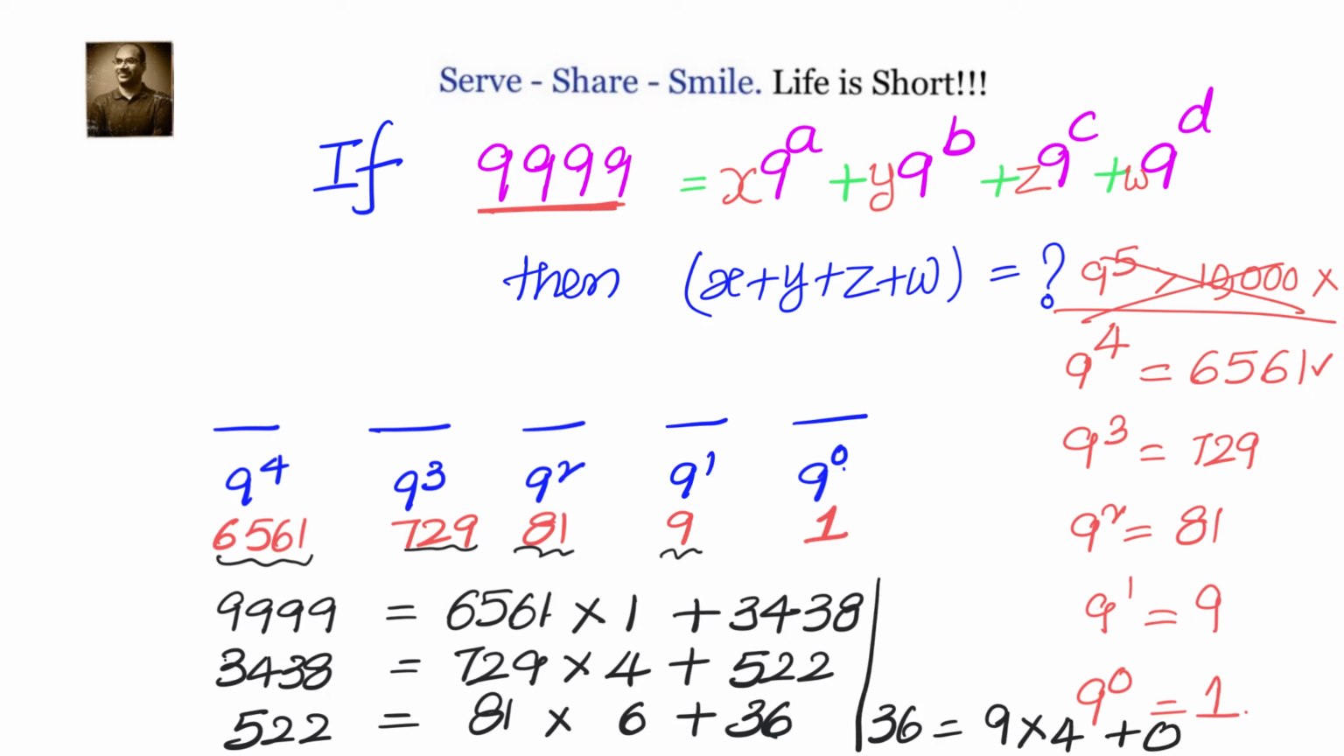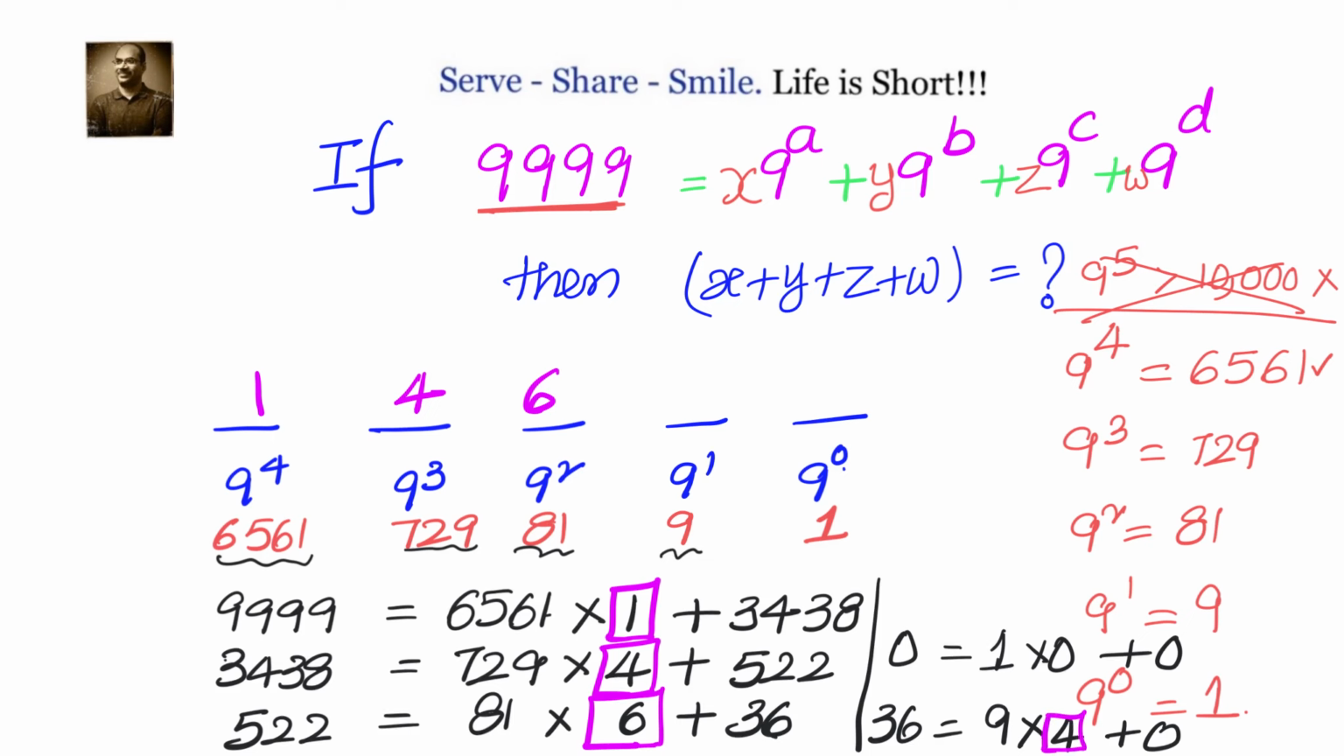Now next we have to write 0 in terms of 1. So we can say 0 equals 1 into 0 plus 0. Now let us see the values and try to place them. For 9 power 4 we have 1. For 9 cube we have 4. For 9 square we have 6. And for 9 power 1 we have 4, and for 9 power 0 we have 0.